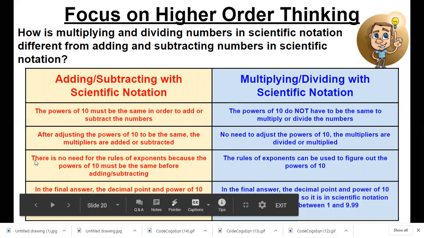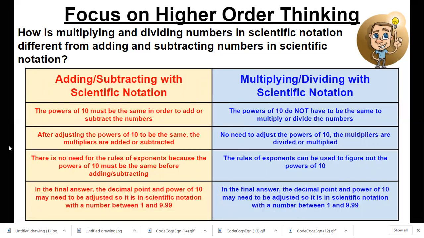Number 3 here, there is no need for the rules of exponents because the powers of 10 must be the same before we add and subtract. Multiplying and dividing, the rules of exponents can be used to figure out the powers of 10. And finally, under adding and subtracting, in the final answer, the decimal point and power of 10 may need to be adjusted so it is in scientific notation with a number between 1 and 9.99.